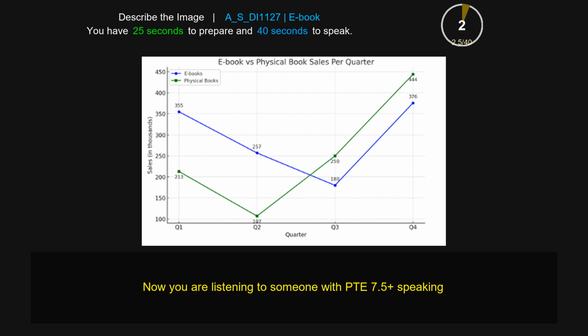The given picture provides information about ebooks. From the picture, it is clear that ebook versus physical book sales per quarter is the subtopic of the picture. On the x-axis there are quarters such as Q1, Q2, Q3, Q4, while on the y-axis there are sales in thousands from 100 to 450. In Q4, physical book is minimum, which is 376, while ebook is at maximum, which is 444. In conclusion, the picture provides information about ebooks.